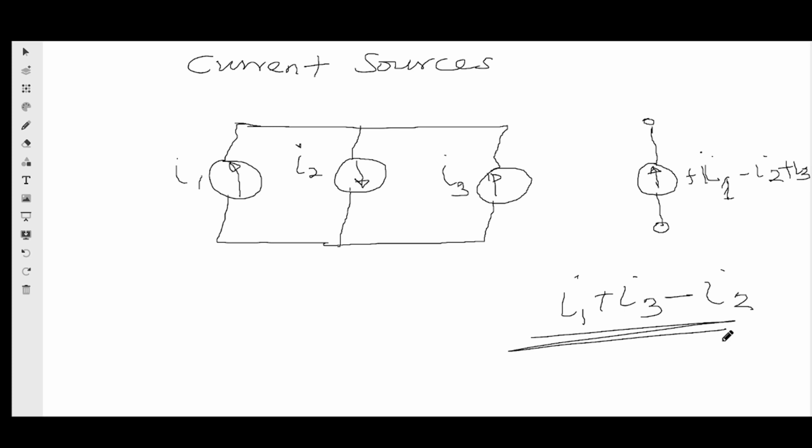Always remember, for components in series, the same current passes through them, and for components in parallel, the same voltage is dropped across them. I hope you understand. So that is very, very simple to get. So let's do an example of a circuit with this.